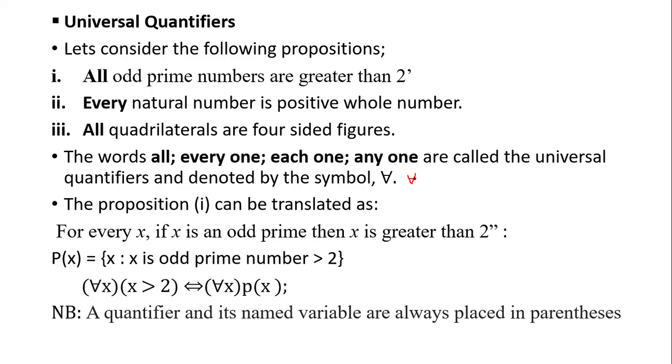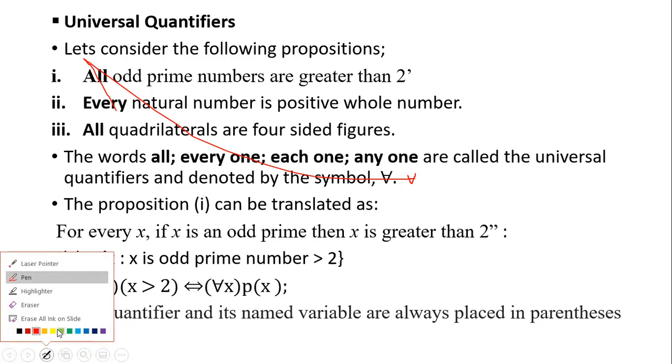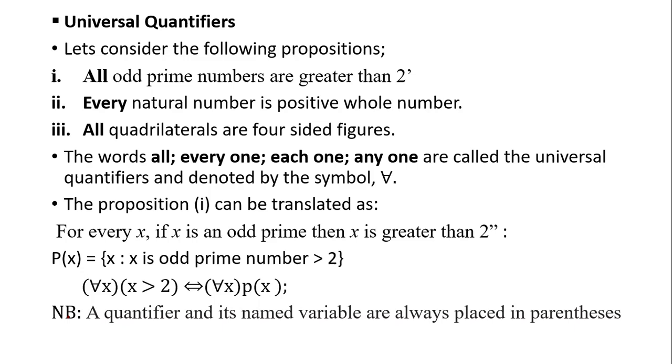Now the proposition I is: all odd prime numbers are greater than 2. So all means we are taking everything. That's what we call the universal. We haven't left anything behind. So you are taking all the elements of your set, you are considering all the elements. So we call it the universal quantifier.